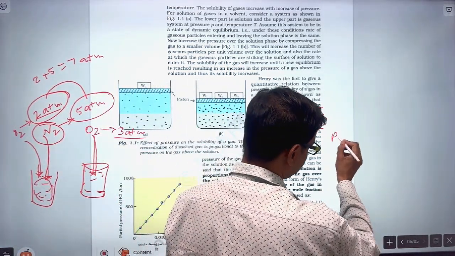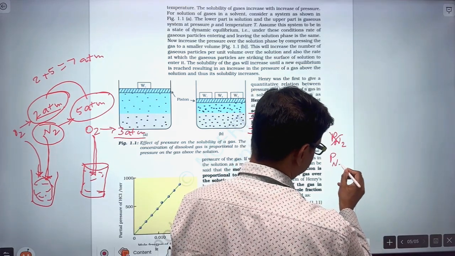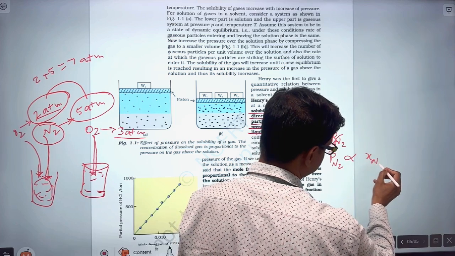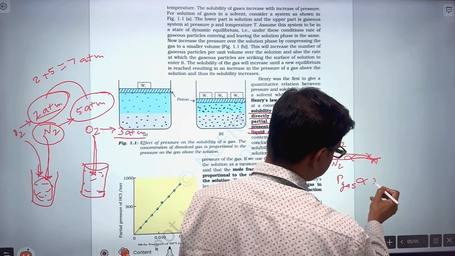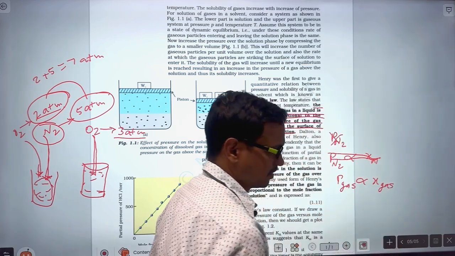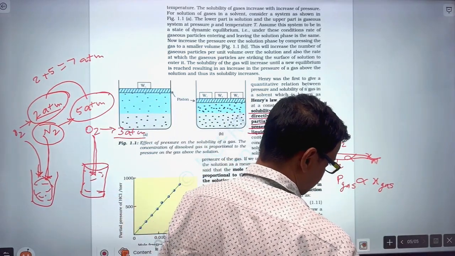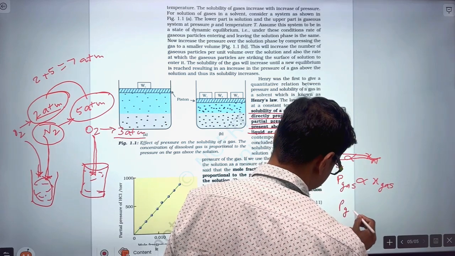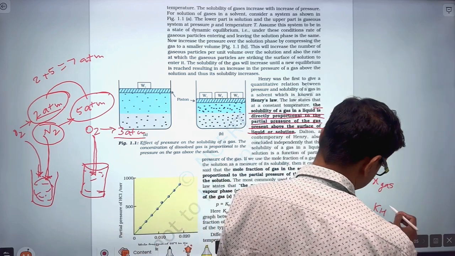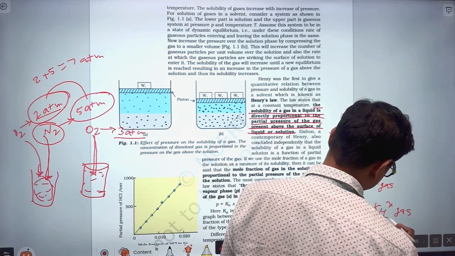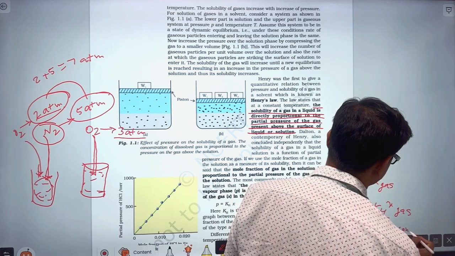So Henry's law states that the partial pressure of a gas will be directly proportional to the mole fraction of that gas in the solution. If you want to remove this proportionality sign, you have to keep a constant, and that constant is taken as Kh. This Kh is called Henry's constant.